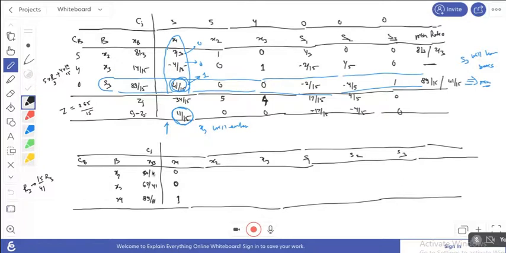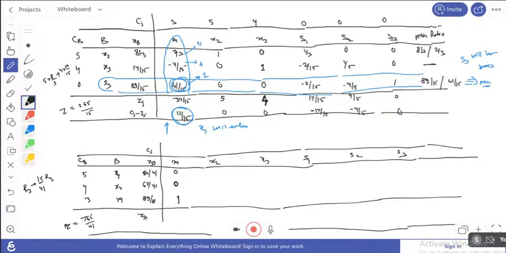Okay, so now what is your Z? If we calculate the value of Z here by using these values, your Z is 765 over 41. Okay, and what are the values of Cj minus Zj? And if all are less than or equal to 0, then that is your optimal solution, and you have to stop the procedure.